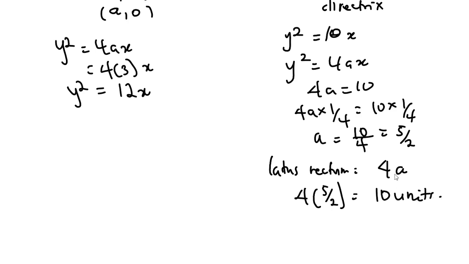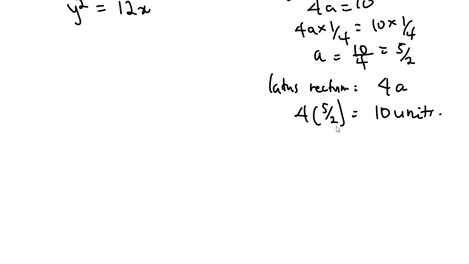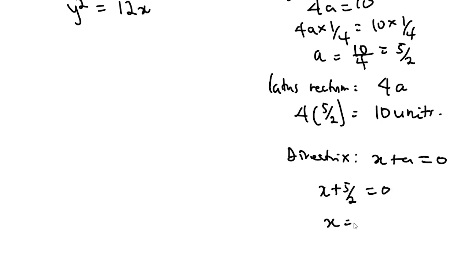Now the directrix in this form is given by x plus a equal to 0. Then our a is 5 on 2. Then we have x plus 5 on 2 equal to 0. And our x will be equal to -5 on 2. And that is that for the 3 questions.